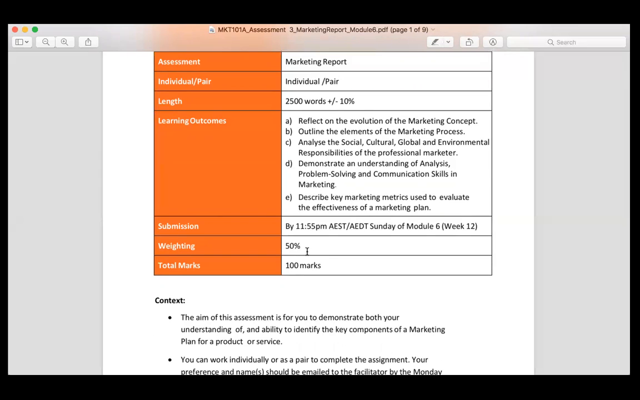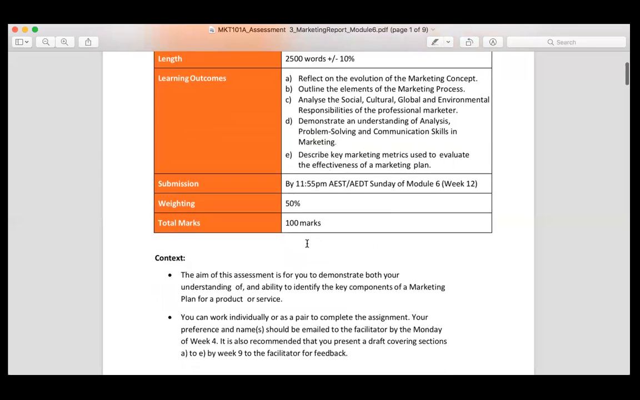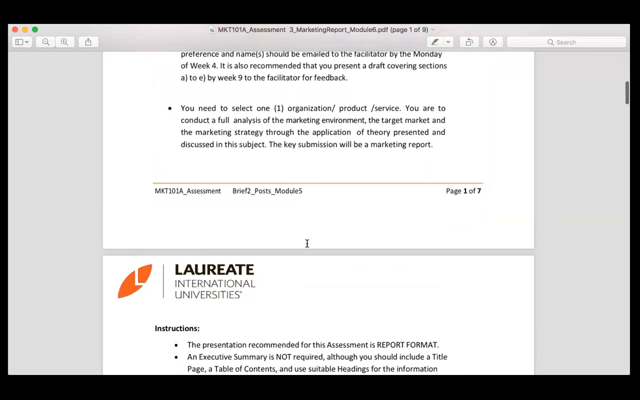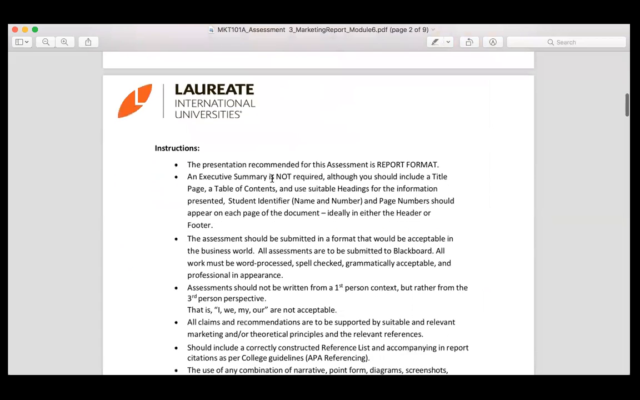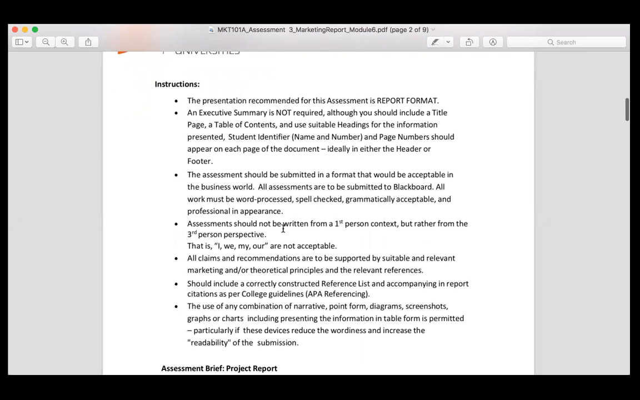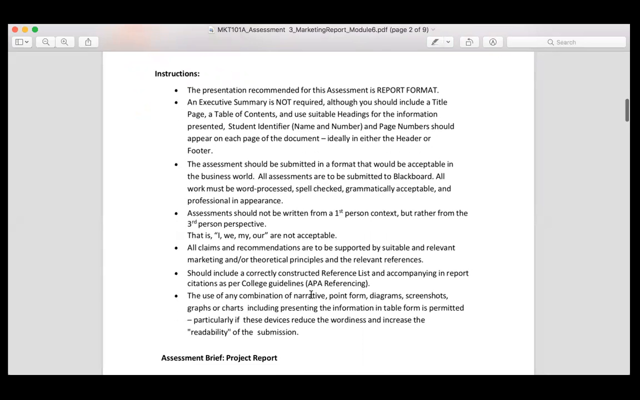I've adjusted that, and the weighting is quite high, actually 50%. So we can't afford to miss this one. Make sure that we address everything, including the writing format, the academic writing standard, and so on and so forth. It is in the report format, basically, so make it a formal business format. And we also have the APA referencing style.